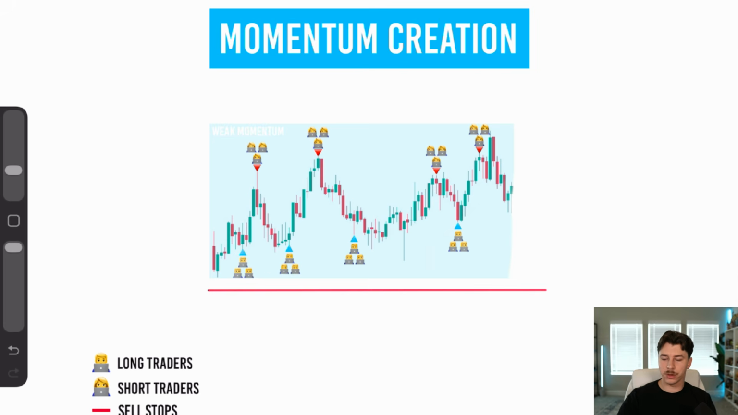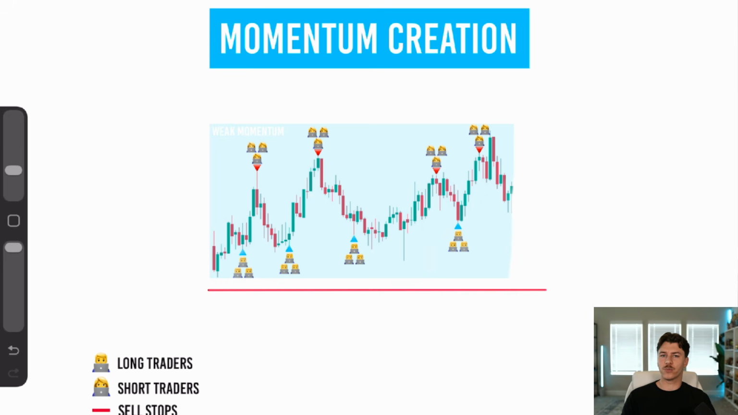What is a stop loss? Well, it's an opposing order. So if I'm in a buy position, I have to have a sell stop, which is a selling order to take me out of the market if I'm wrong. What that would mean is that if price triggers that level, then we would have a strong inflow of selling orders, especially if we've been in this weak momentum range for a long period of time.